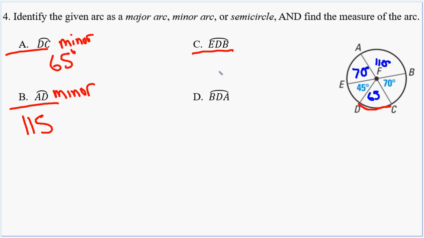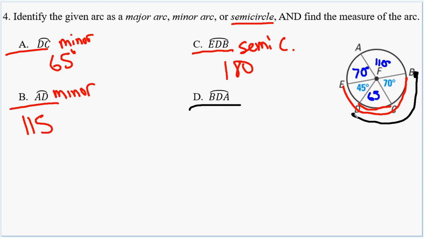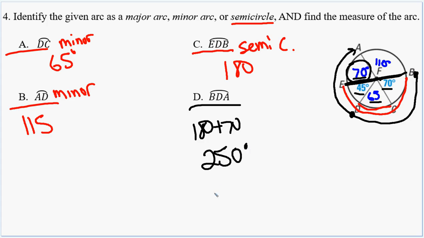Okay, next, E, DB. So we're going to start here, E, and go to D, and then keep going on to B. Oh, that's an easy one. That's a semicircle, and that's 180 degrees. Last one, B to D to A. So here I am at B, and I'm going to go to D, and I'm going to keep going to A. So all the way around. We could add up the 70, the 65, the 45, and the 70. Or if we notice this is a semicircle, that's 180 degrees. 180 degrees plus this 70 degree more. 180 plus 70 is 250 degrees. And we have a major arc.